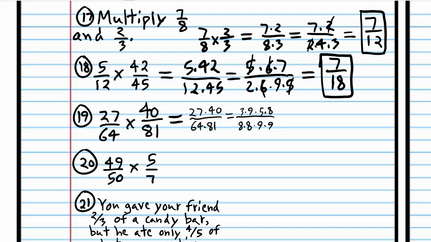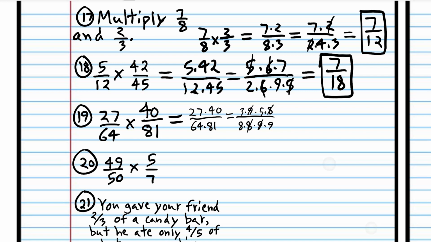We've got, now here's an important point. You've got 8s in the bottom and 8s in the top, but you can only cancel out one 8 in the bottom because there's only one 8 in the top. Same thing with the 9s. You can only cancel out one 9 in the bottom and one 9 in the top because there's only one 9 in the top.